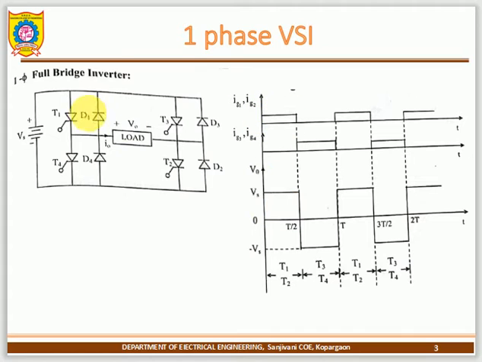In the first half cycle, T1 and T2 are triggered. These two are not triggered. So due to the trigger, the current flows like that. In the next half cycle, T3 and T4 are triggered. So due to the trigger, from here through T3 to the load, the circuit closes. So with an R load, output voltage and output current are both the same.